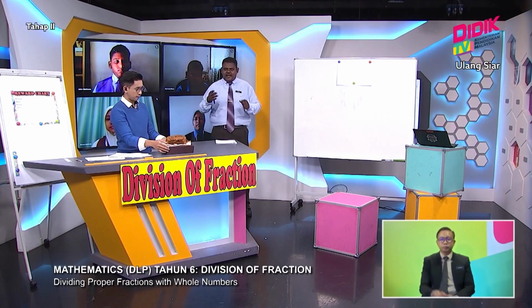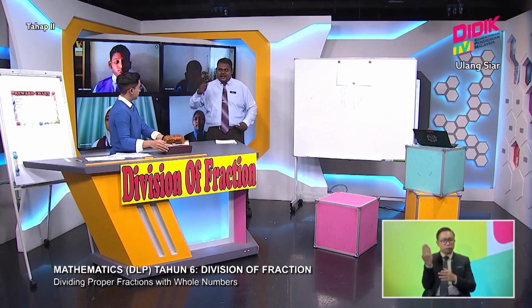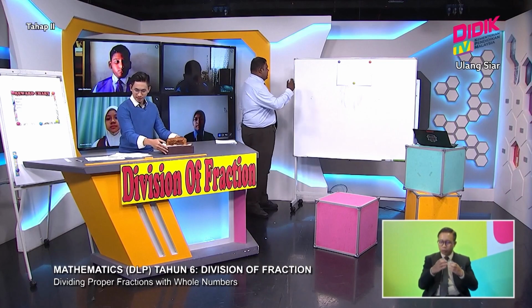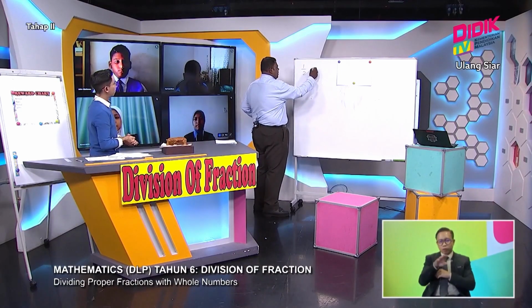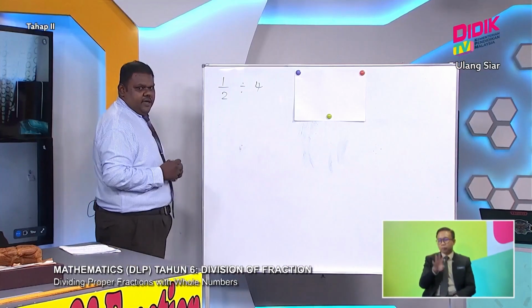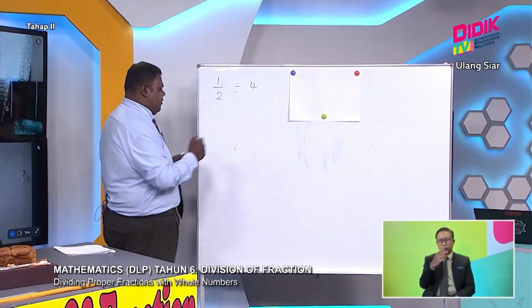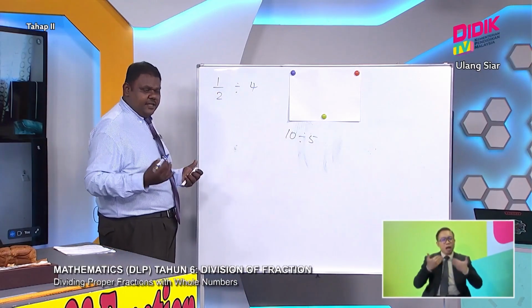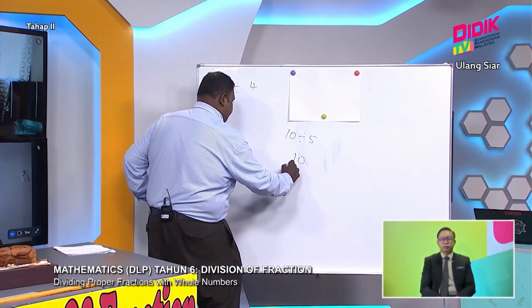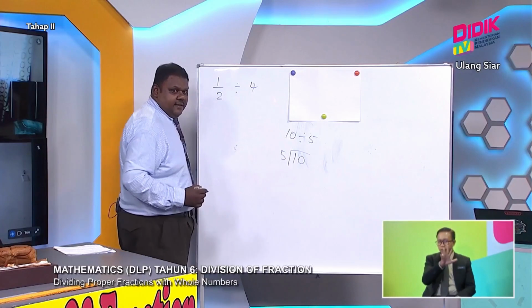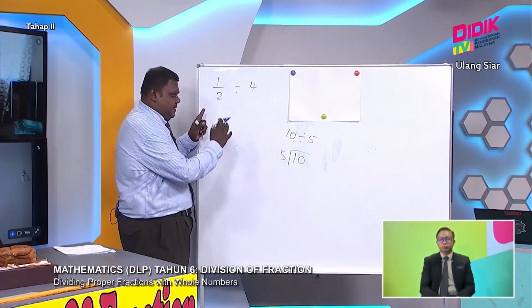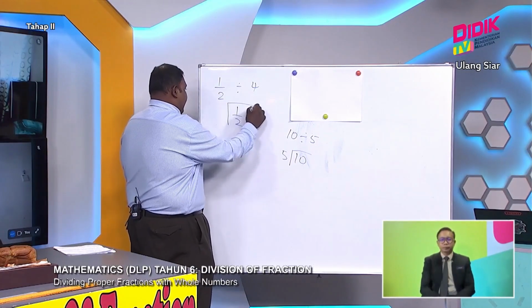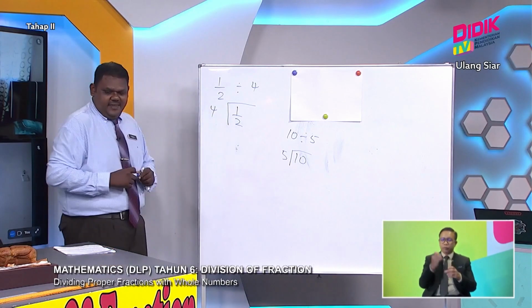So this is how we cut in the real situation. Now I'm going to show you the standard written method to solve this problem. The question is 1/2 divided by 4. Let's look at normal division, for example, 10 divided by 5. How do we write it in the standard written method? The 10 will be inside and the 5 will be outside. The same thing I'm going to apply to this fraction: 1/2 divided by 4, the half will be inside and the 4 will be outside. Okay? Alright.